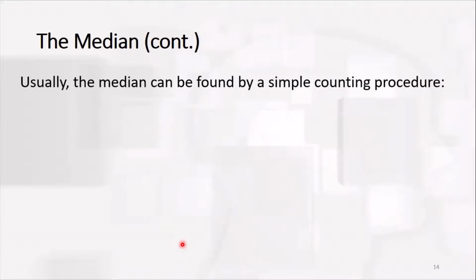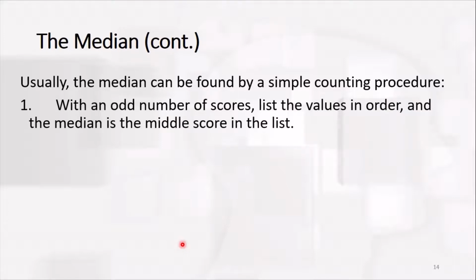Usually, the median can be found by a simple counting procedure. First, kapag ka-odd number yung scores natin, list the values in order and the median is the middle score in the list. Okay? Pag sinabi nating odd number, ito yung 1, 3, 5, 7, 9, etc.